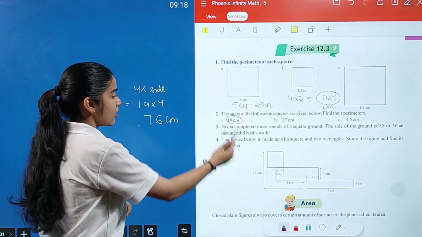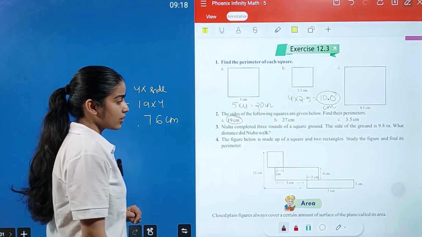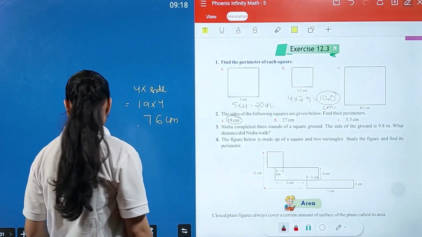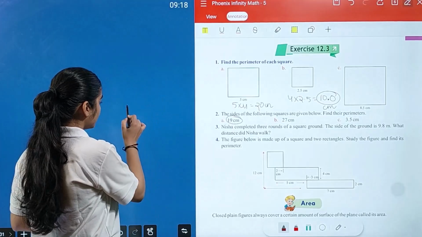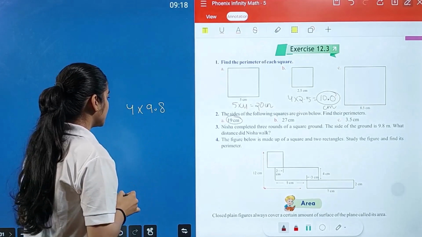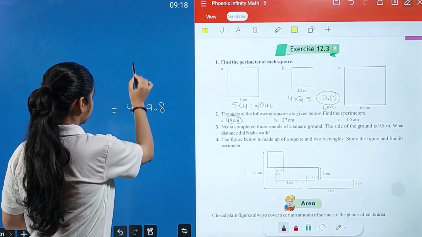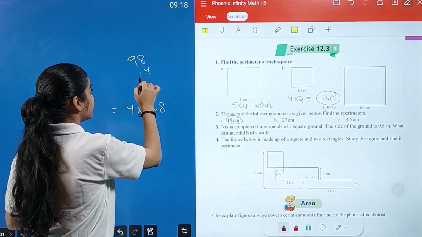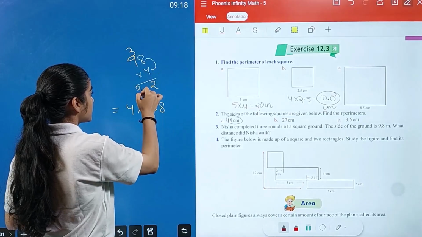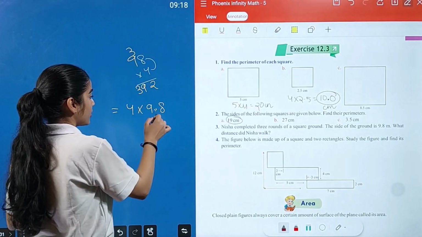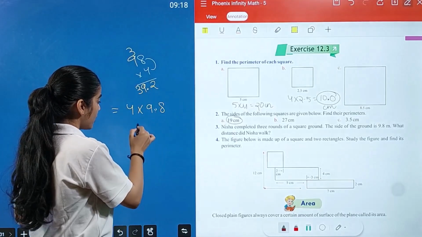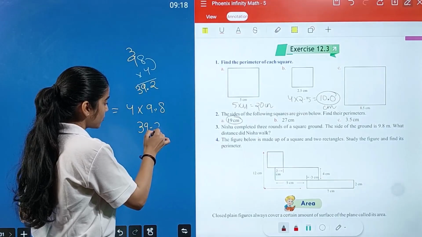Now Nisha completed 3 rounds of a square ground. The side of ground is 9.8 meter. What distance did Nisha walk? So first of all, we have to find out the perimeter of the ground. So 9.8 multiplied by 4. 4 8s are 32. 4 9s are 36 plus 3 is 39. Here we have a point and after point we have only one digit. It means we have to place our point here. So 39.2 is your perimeter.